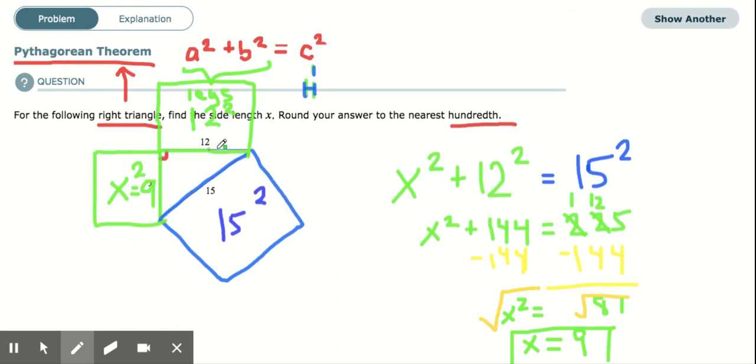This side length is 9, this is 12, and this is 15. This is what we call a Pythagorean triple because all of these are whole numbers.